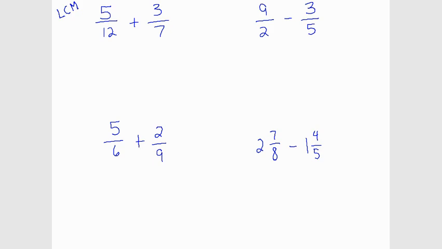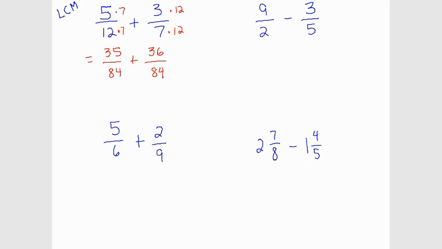So 12 and 7, I know that 12 and 7 have a common divisor of 1, so that means I can find the least common multiple by multiplying 12 by 7 and 7 by 12. And as I said in the last video, we can't just do it to the bottom, we have to do it to the top as well. So this becomes 5 times 7 is 35, and I know that 12 times 7 is 84, plus 3 times 12 is 36, and then over 84.